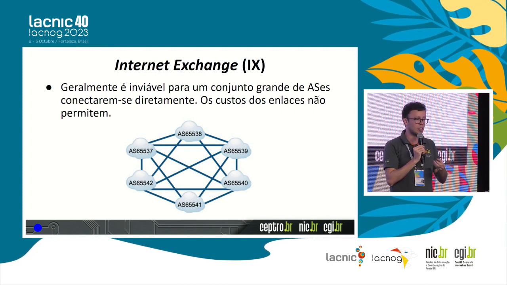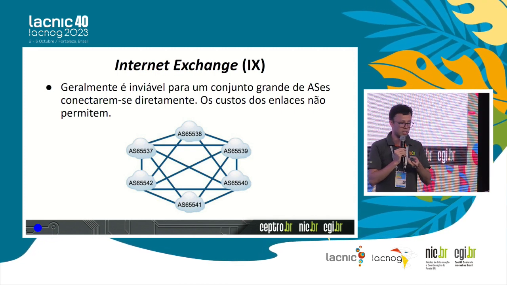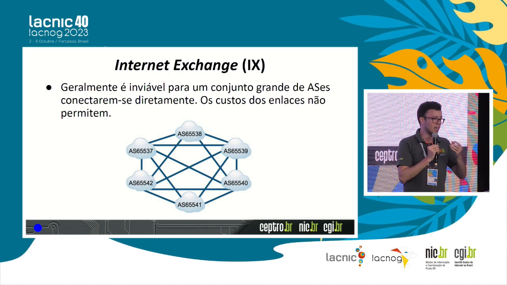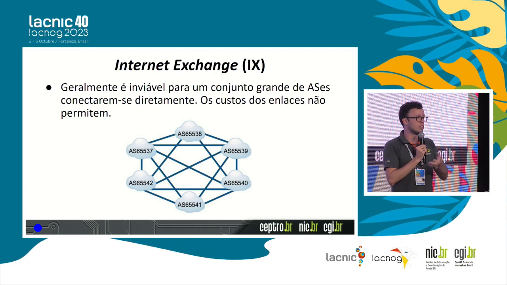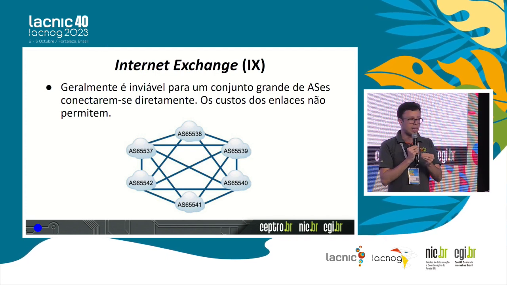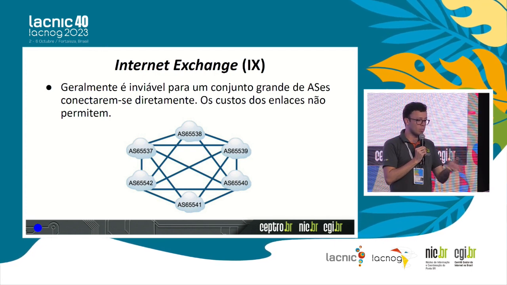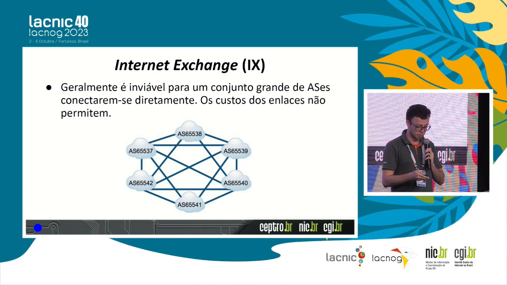So this is the first consideration we have to make when we have more than 100,000 autonomous system networks distributed throughout the internet. In addition to the geographical issues, we're also going to see the cost of establishing the links. So it is quite unfeasible.